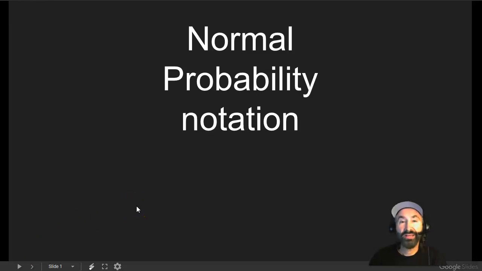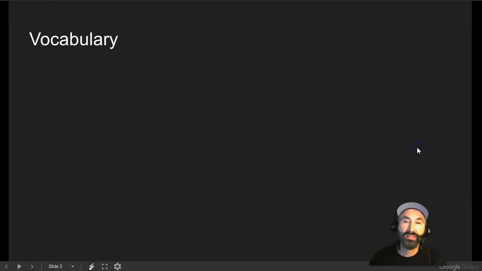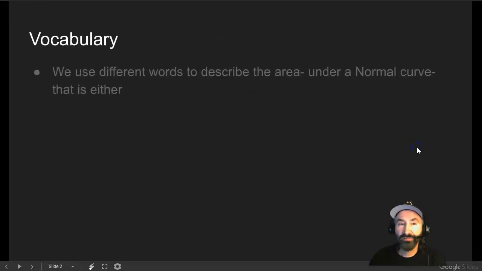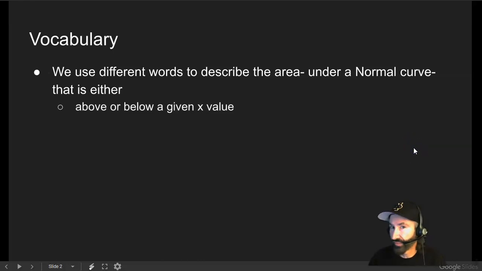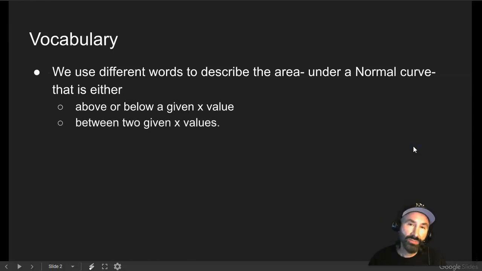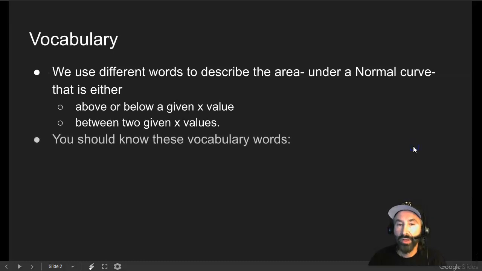This is a quick introduction to normal probability notation. Let's take a quick look at some vocabulary. We're going to use different words to describe the area under a normal curve. And the area that we describe is sometimes below a given x value and sometimes above a given x value. And sometimes the area that we're looking at is between two given x values. But the thing is that we have several different words that we use to describe the same exact thing.